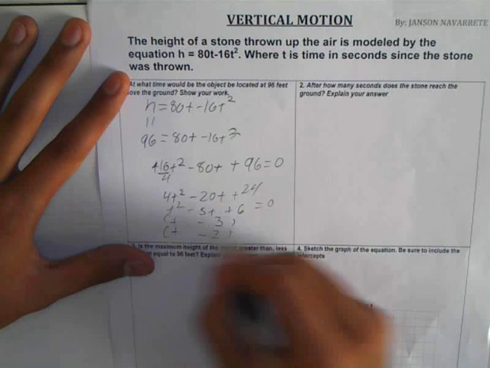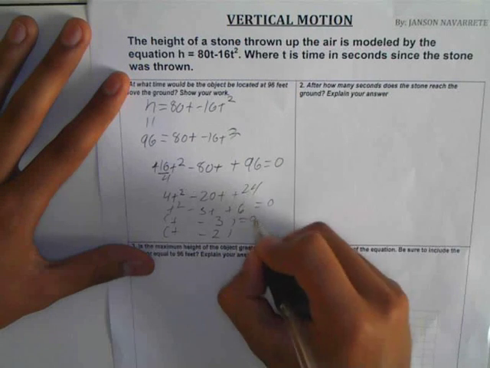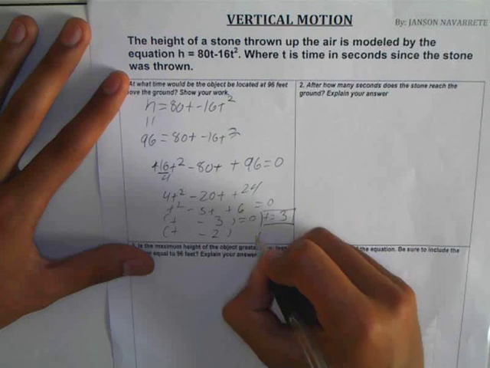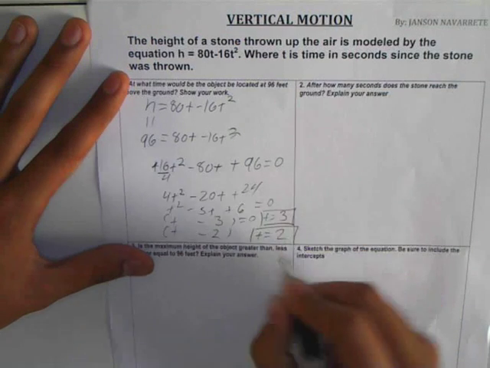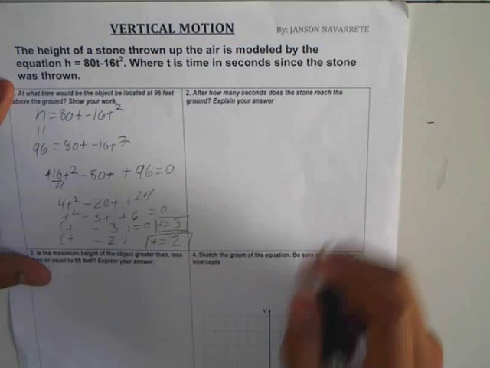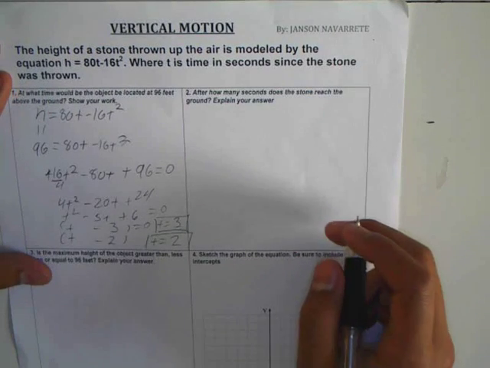But you have to make the factors equal 0. So t would equal 3 and t will equal 2. So those are the times that it will hit 96. Then we move on to the second question. After how many seconds did the stone reach the ground?